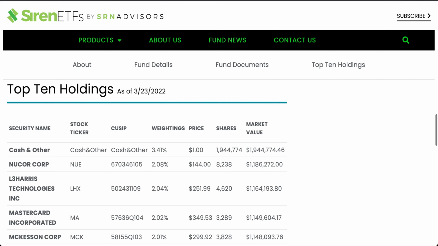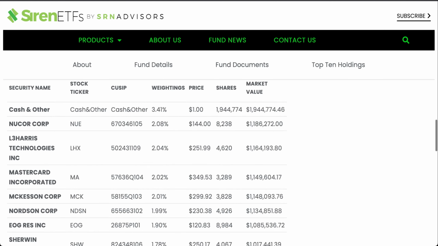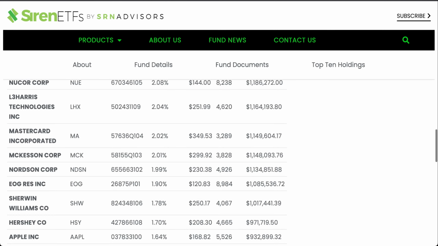the recent volatility. Many fund managers are actually having cash on hand so that they can deploy them whenever they see good opportunity. After that, we have Nucor Corp, L3Harris, Mastercard, McKesson, Nordson, EOG Resources, Sherwin-Williams, Hershey, and Apple. So that's a nice blend of both growth and value over there.